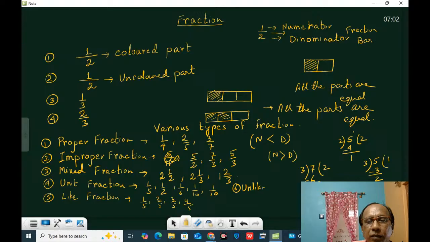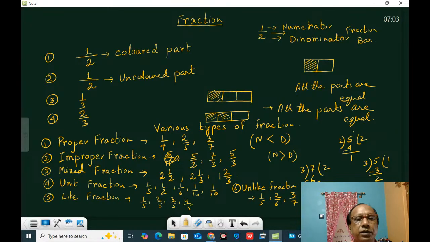Unlike fractions are those fractions in which the denominators are different. Suppose I give unlike fractions in this way: 1 by 5, or 2 by 6, or 3 by 7. You see the denominators are different, so we can say they are unlike fractions.